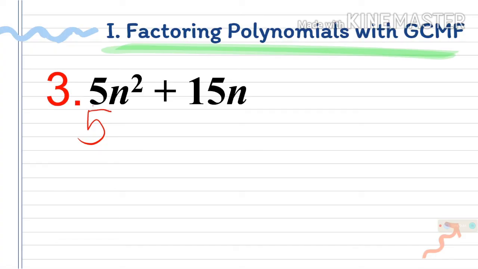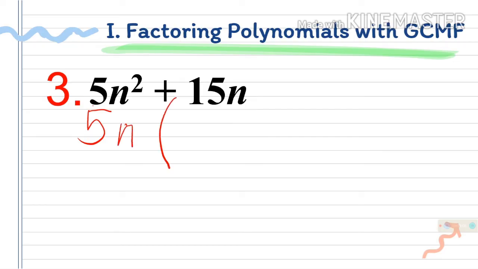Okay. And then you have to observe the variables. On the first term, we have n squared. On the second term, we have n. So what do you think is common to these two terms? Correct. n is common to both terms. So we have here n.